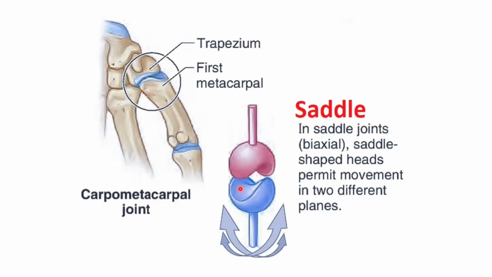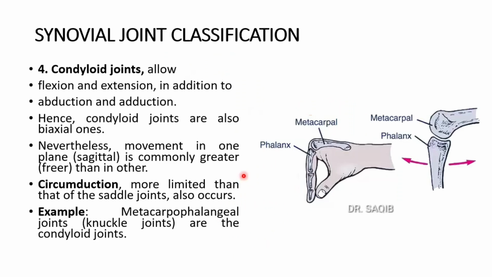Here you could see this. It's a saddle joint, biaxial. Saddle-shaped heads permit movements in two different planes. Told you already. Here you could see this in a diagram. This is the concave surface, and this is the opposing convex surface, right? You could see this. They make this joint, right? So the movements are shown over here already.